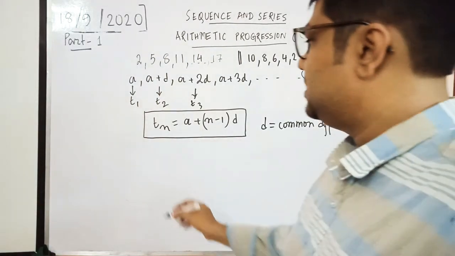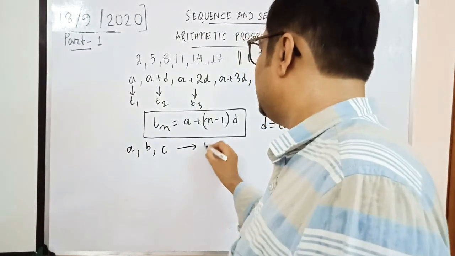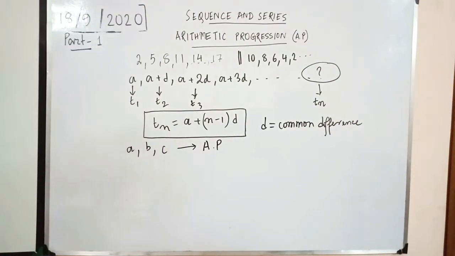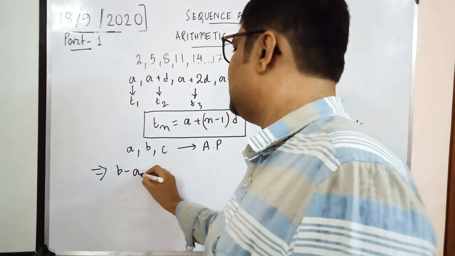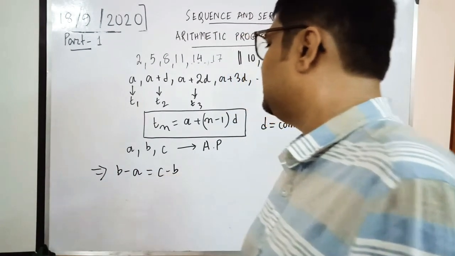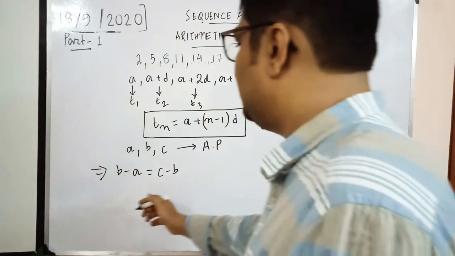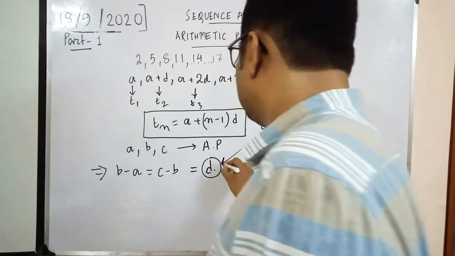Now, if we write three numbers, say A, B, C, and these numbers are in AP, then we must know that B minus A will be equal to C minus B. That means the consecutive differences, second minus first term and third minus second term, are equal. This is actually d, the common difference.